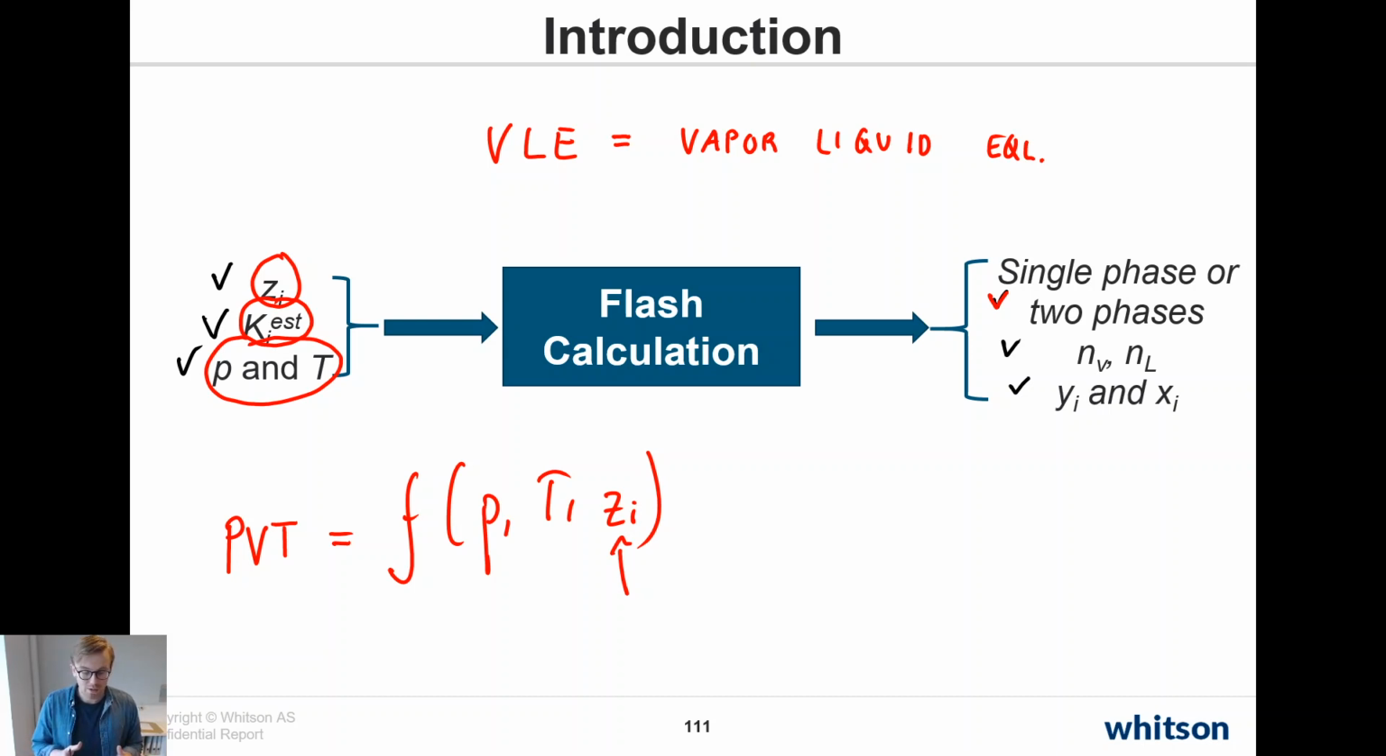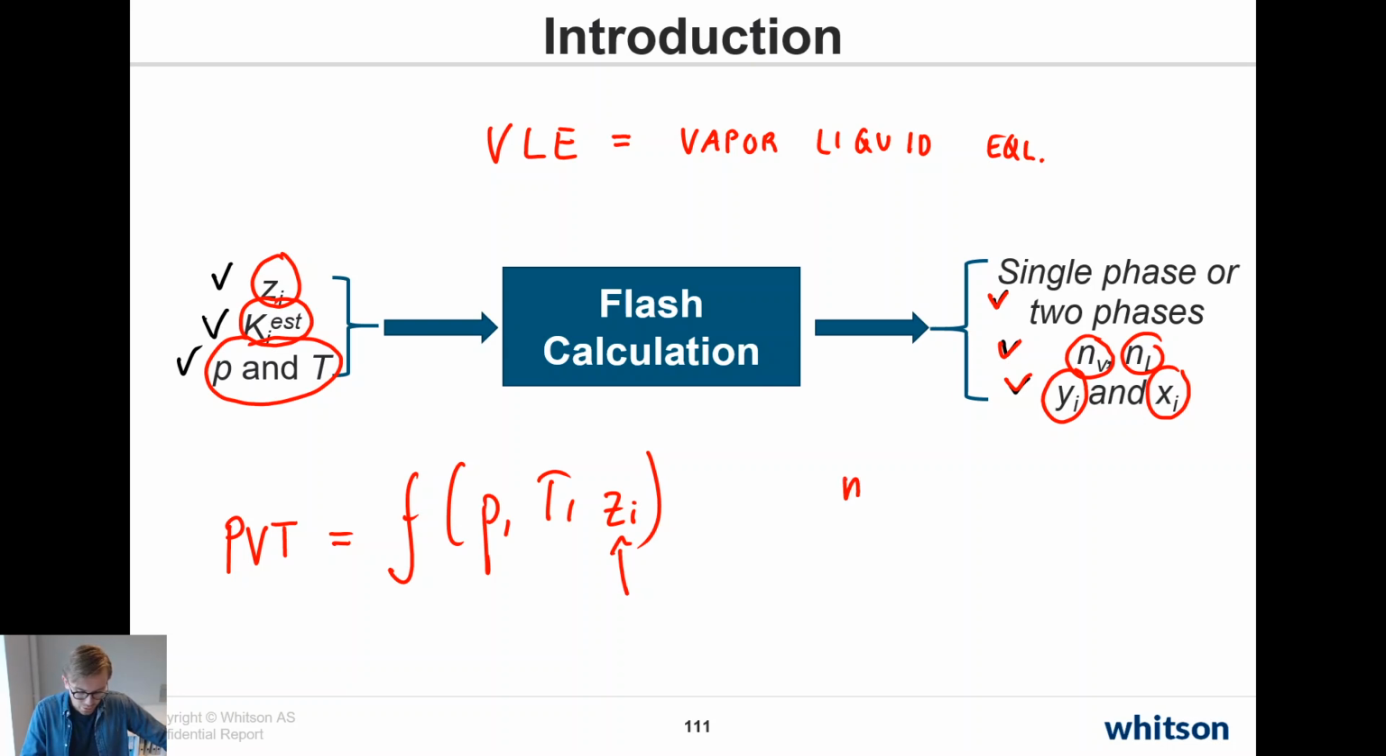We get to know, first of all, is it a single phase or is it two phases? So is it gas only, oil only, or both of the phases? Then, if it's two phases, we get the amount of each phase in terms of moles. So we get the moles of each phase. And in addition, we get the composition of each phase, the vapor and liquid compositions.